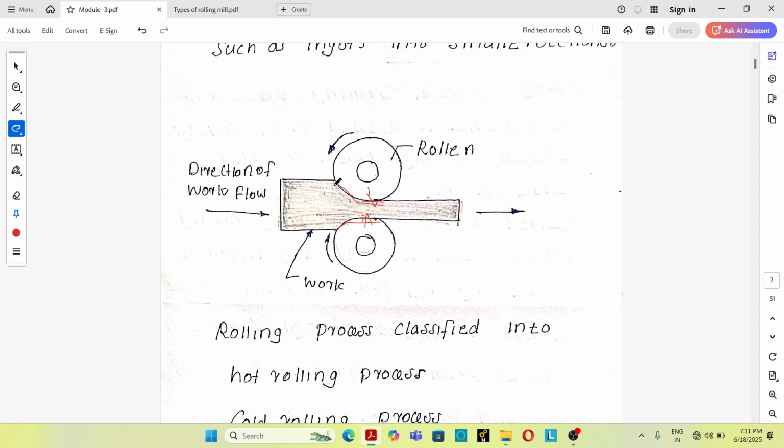So during the rolling process, the material is allowed to pass between rotating rollers in order to reduce the thickness and obtain the desired shape, deforming plastically between the two rotating rollers.